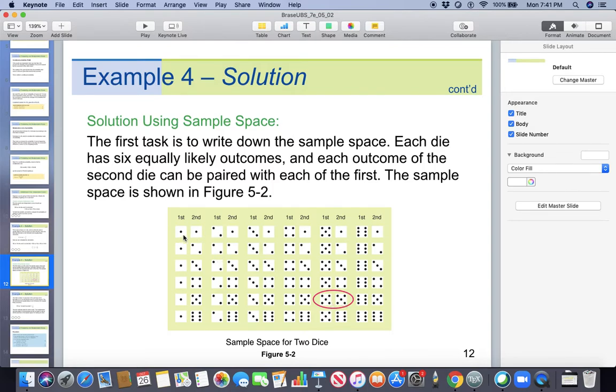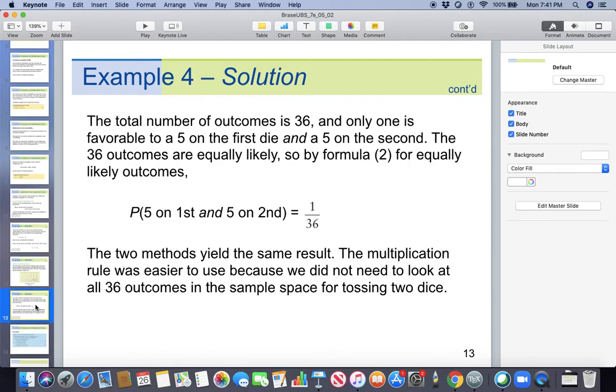How many outcomes are here? So this is first outcome, second outcome, third outcome, so on. There are 36 outcomes in all. 6 rows and 6 columns. So there are 36 outcomes, out of which we are looking for only 1. So probability of 5 on the first and 5 on the second is 1 out of 36. Both the methods gave us the same result.